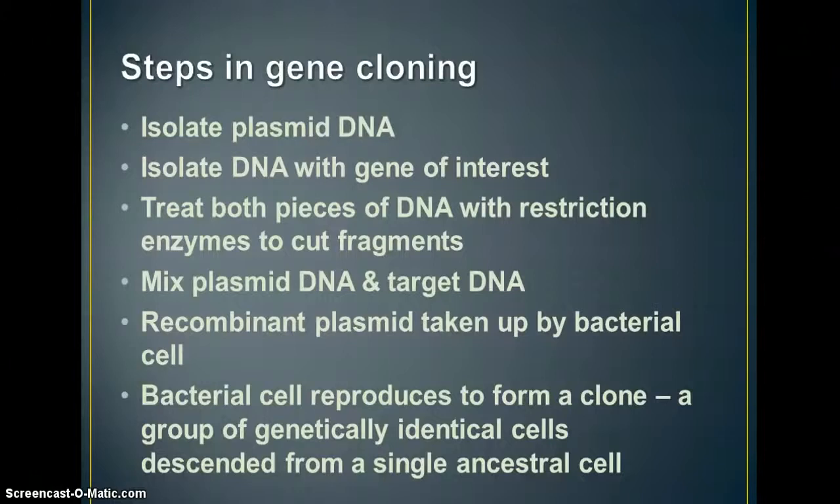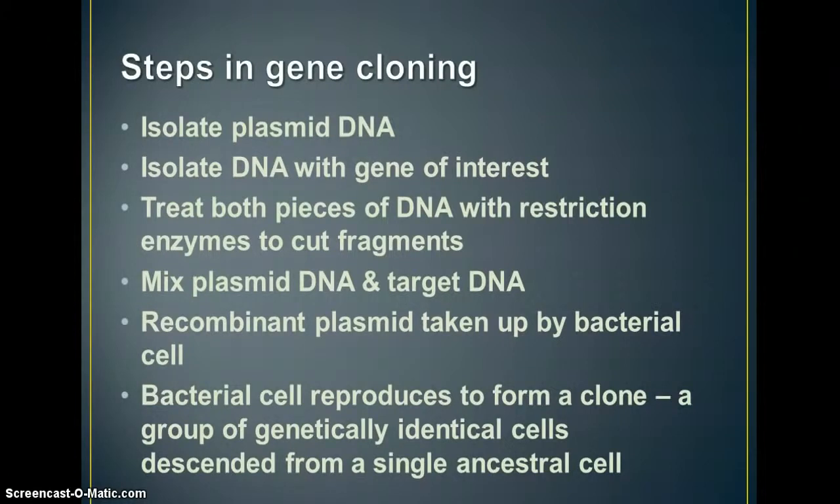Then you're going to mix the plasmid DNA and your target DNA together and form what's called a recombinant plasmid. The recombinant plasmid is going to have the original bacterial plasmid plus the gene that you're trying to make copies of. Once you get that recombinant plasmid made, then it can be taken up by a bacterial cell in a process called transformation. And then the bacterial cell, as you grow it in culture, will form clones, exact copies, genetically identical copies from that original bacterial cell with that cloned gene in it.